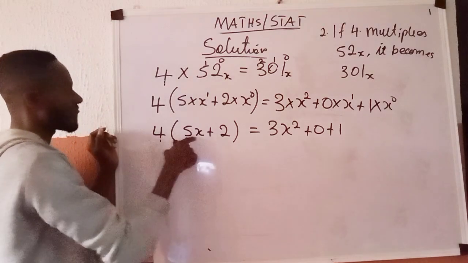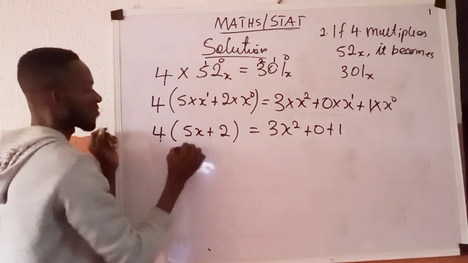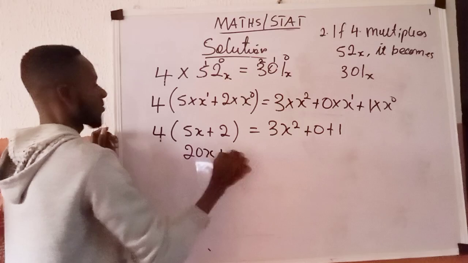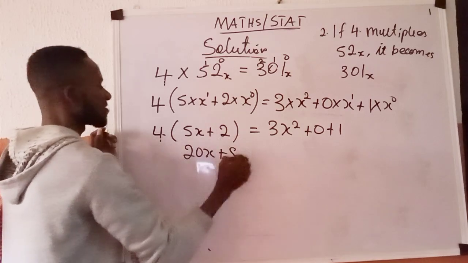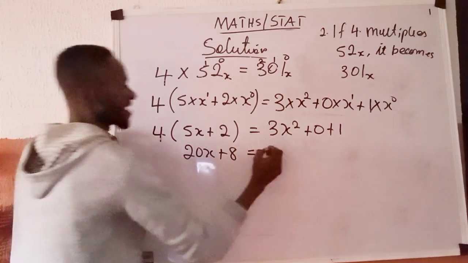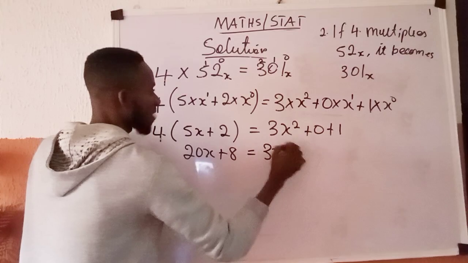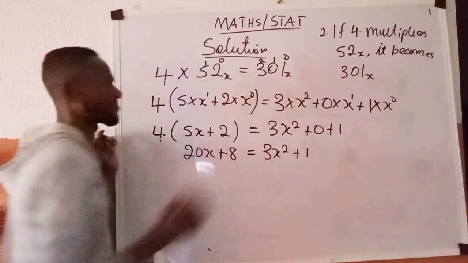Then you now come. 4 times 5x will now give you 20x plus. 4 times 2 will give you 8. This is equals. Here is my 3x raised to power 2 plus 1.